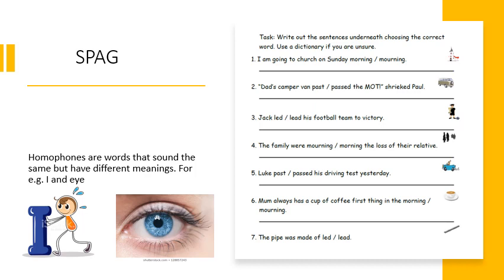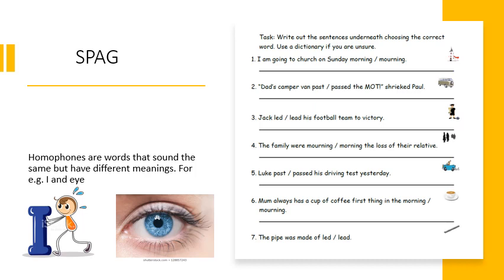Now your task is you're going to write out the sentences underneath choosing the correct word. Use a dictionary if you're unsure. Okay, so I'm going to pause the slide slightly. Get your pen and paper and write down these sentences using the correct homophones. After you've written all your answers, I will be discussing all the answers.